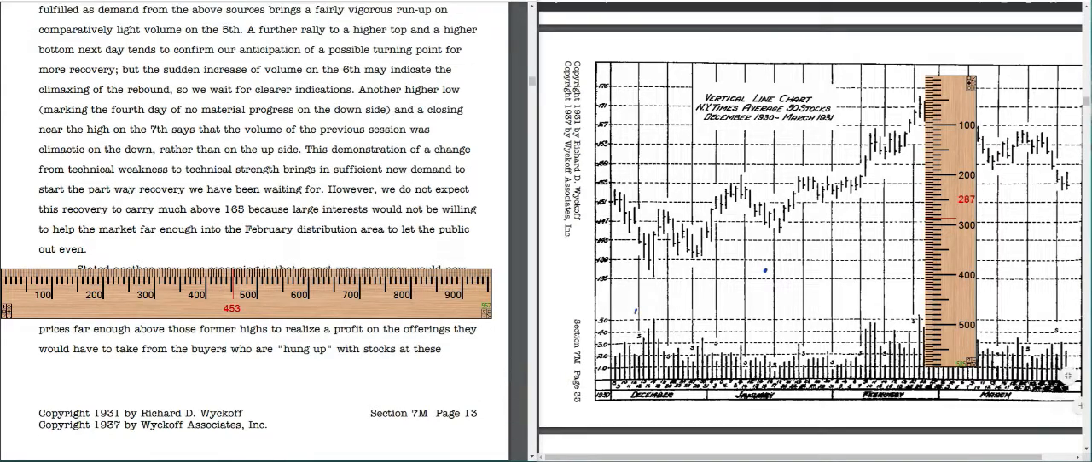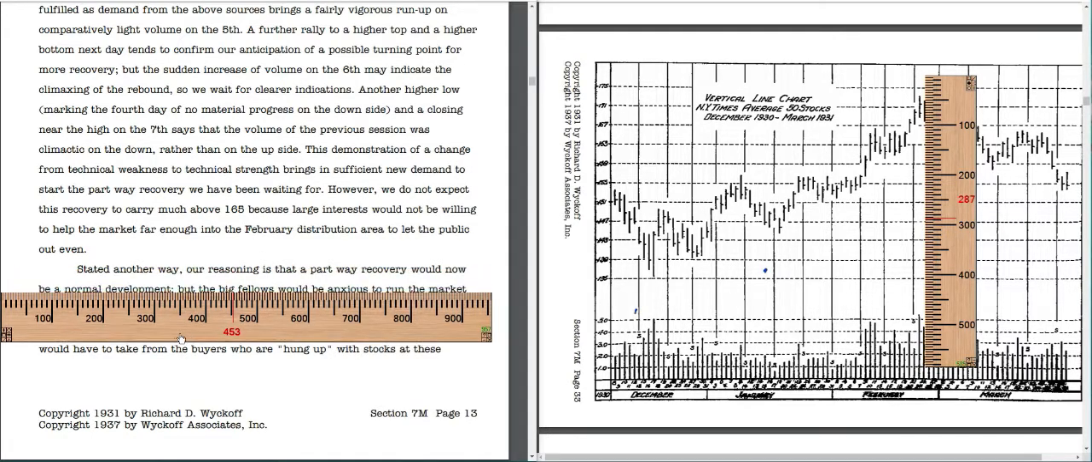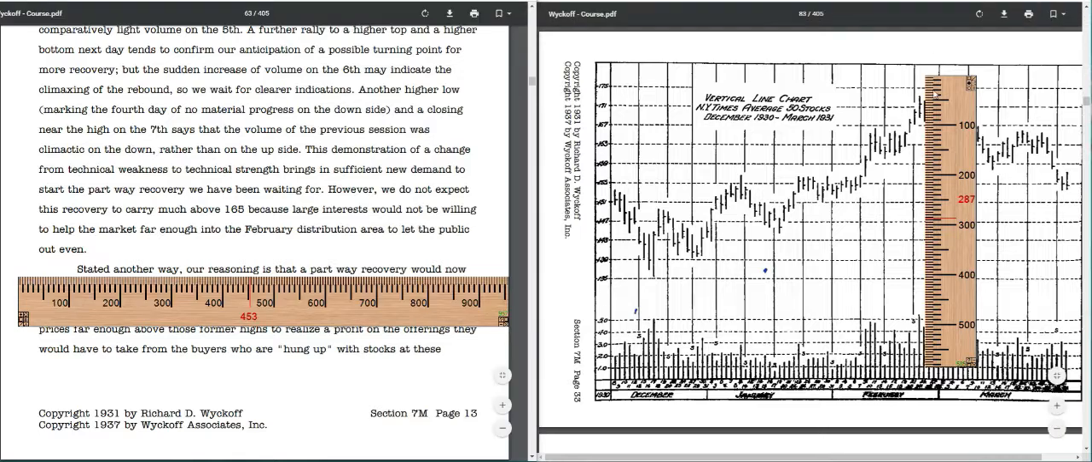The reason why I'm doing this, A, it helps me learn as well, and B, I really wish this was available to me, but anyway. So here we go. So I've covered the uptrend.